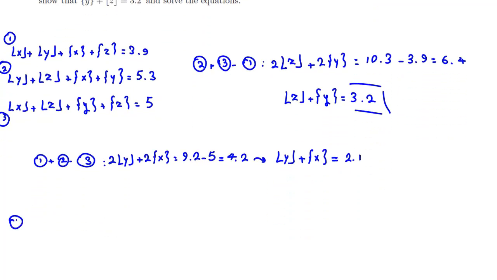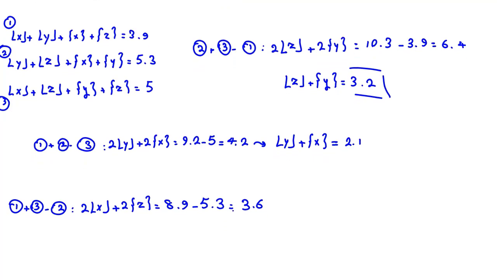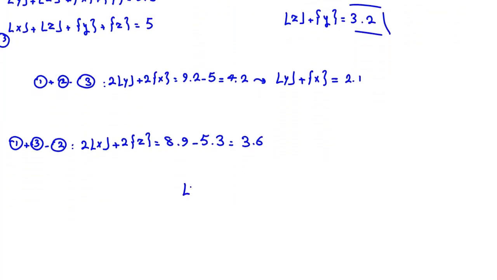Now, the next one. 1 plus 3 minus 2. So this plus this minus this, yz will be cancelled. 2 times integer part of x. This plus this, yz and xy will be cancelled, plus 2 times fractional part of z equal to 1 plus 3, 8.9, minus 5.3. So if we subtract, it will be 6 here. 8 minus 5, 3. Okay, so we have these equations. Let's write all of them.